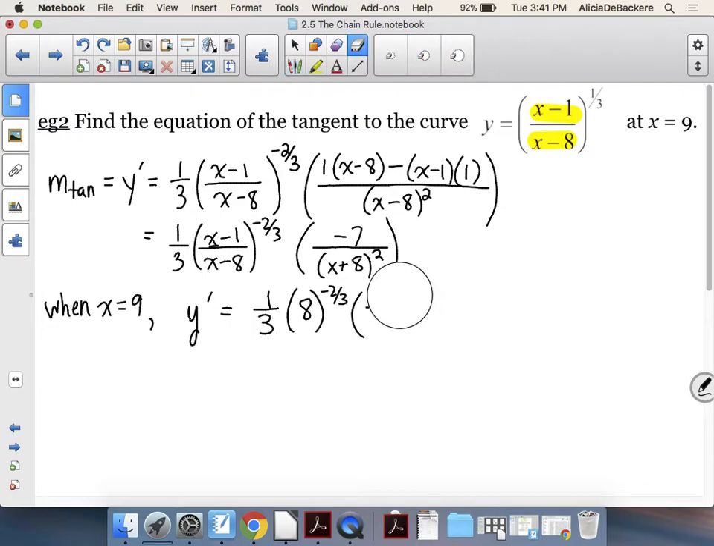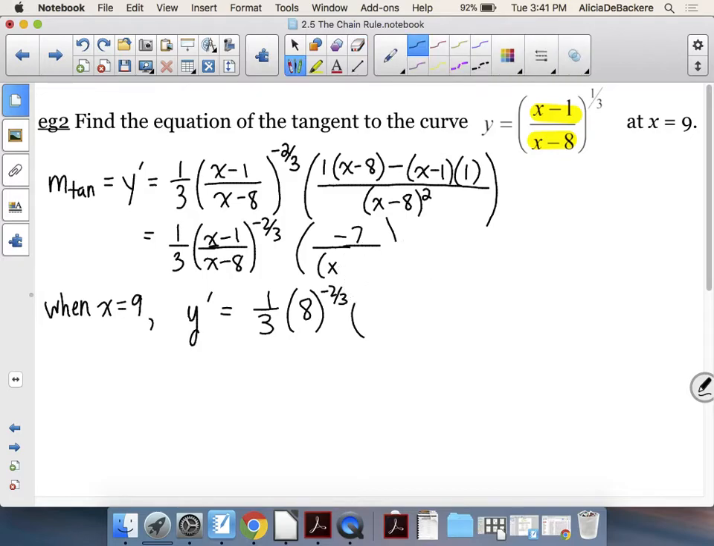Sorry, I made a slip up here. I hope you saw it. I changed the -8 to a +8. I'm not sure why.